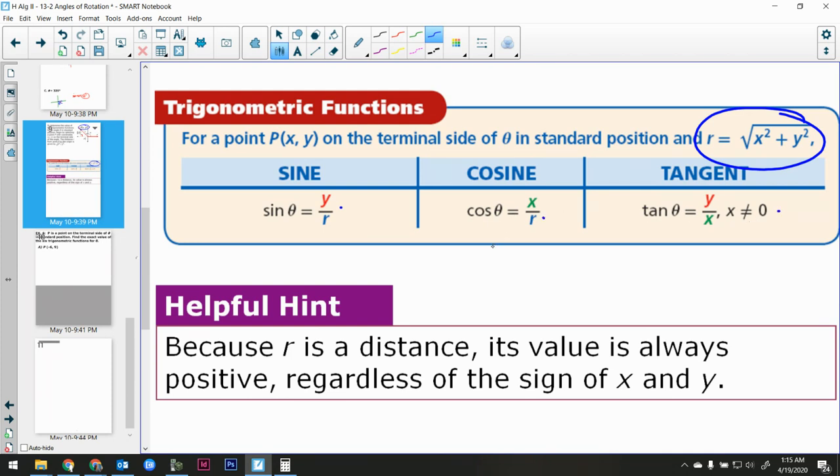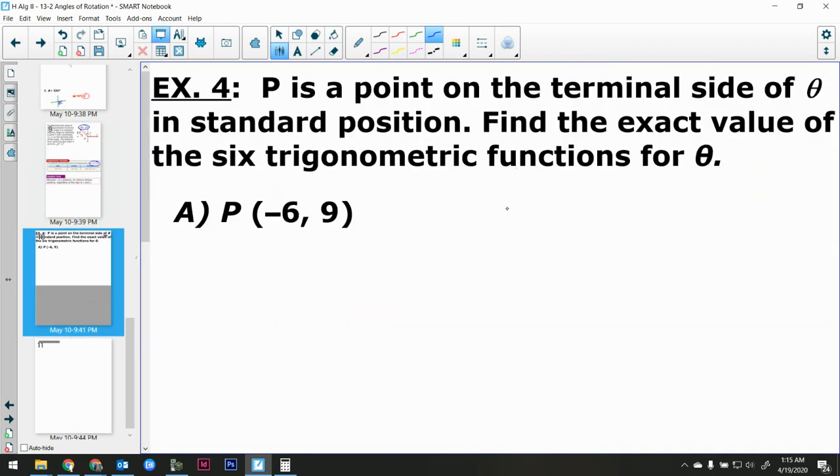They say, here's a formula: tangent is always y over x, cosine is x over r, sine is y over r. I say, let's just figure out what it is. Now, these are probably going to be the most difficult problems for you, definitely within this section. So here's my suggestion: plot the point. -6, +9.